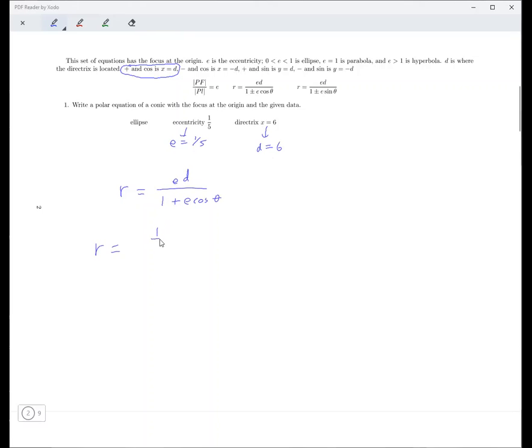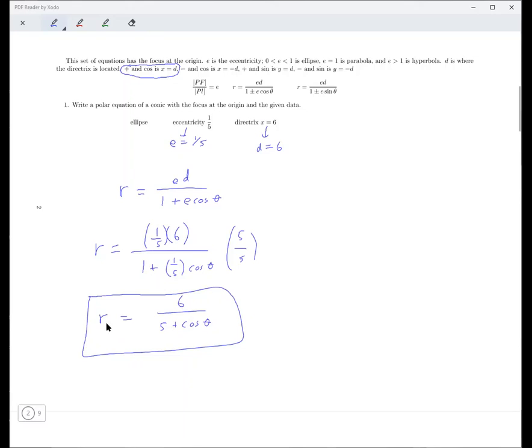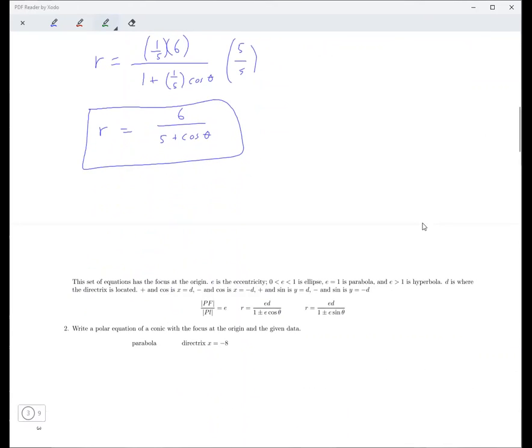And so e is 1/5, d is 6, and it's 1 plus, and again, e is 1/5 right here. And just multiply the numerator and the denominator by 5. And you have 6 over 5 plus cosine theta. Okay, make sure you write it as r equals. Okay, any questions about that? Let's move on to number 2.